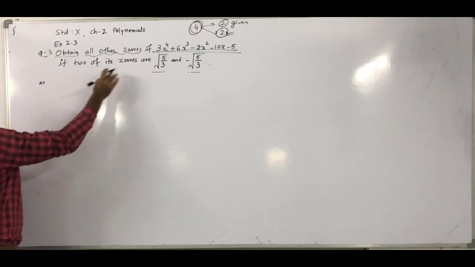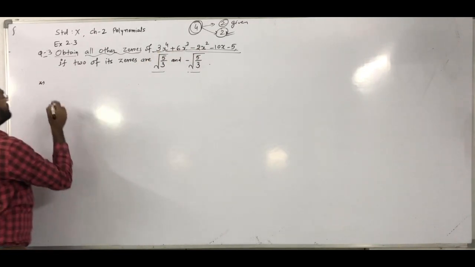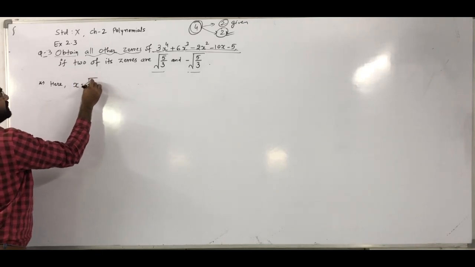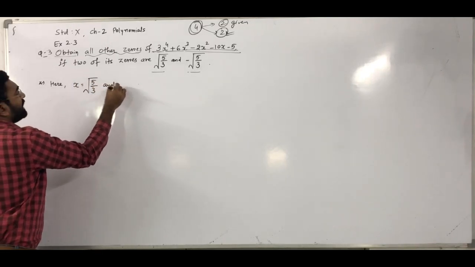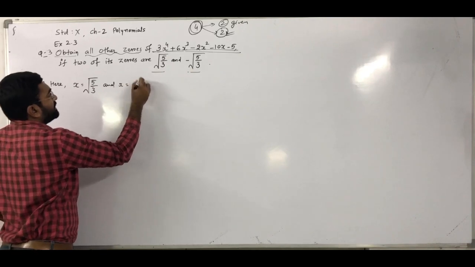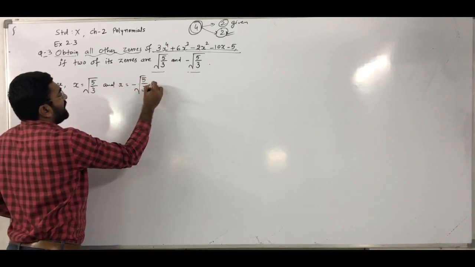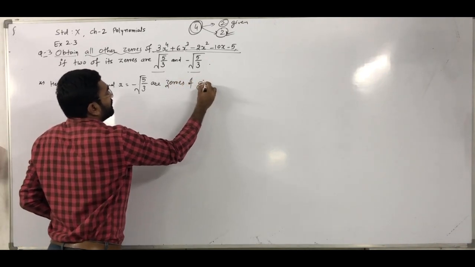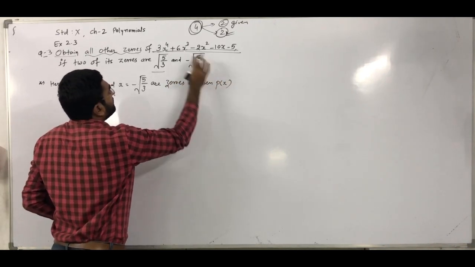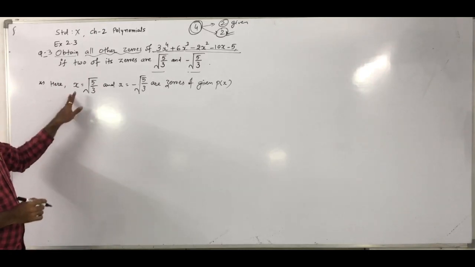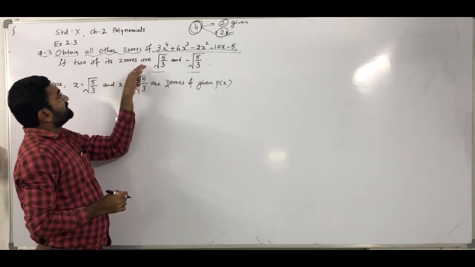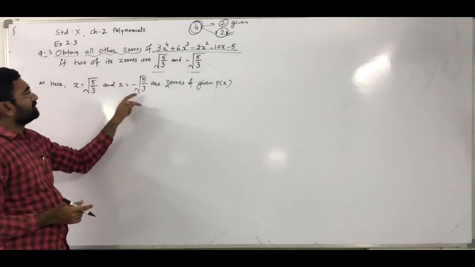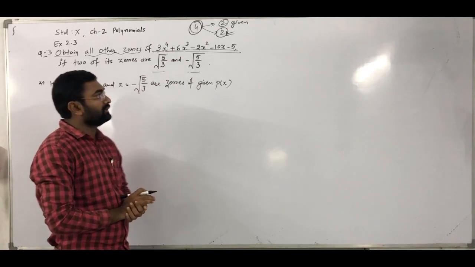So how can we write the zeros? The given polynomial's variable is x. So here we can say x is equal to the first zero, root 5 by 3, and x is equal to the second zero, minus root 5 by 3, are zeros of the given p of x, and p of x is this one, right? This is given in the question. Its zeros are these. So we mention that x is equal to root 5 by 3 and x is equal to minus root 5 by 3 are the zeros of the given p of x.